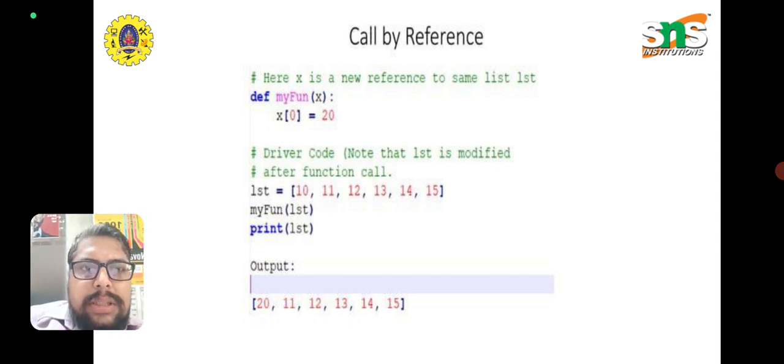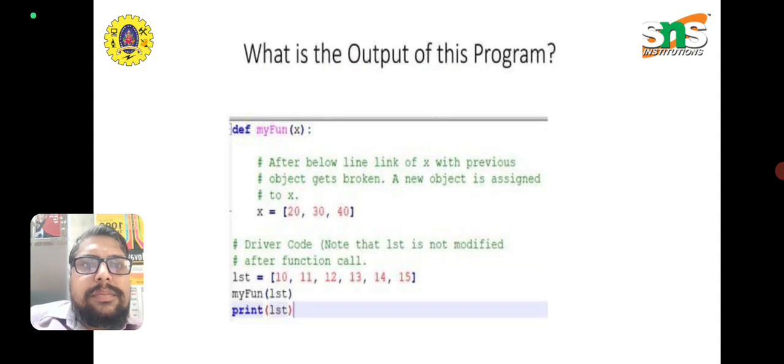Okay, we are going to pass this list to my function, where the function is called with x, the array or list, and we are going to print the list. What happens is that instead of 10, the 20 gets replaced. This is called mutable. Hence, call by reference is called mutable.